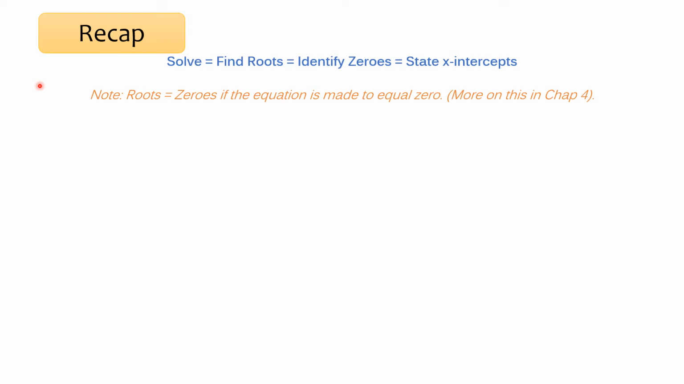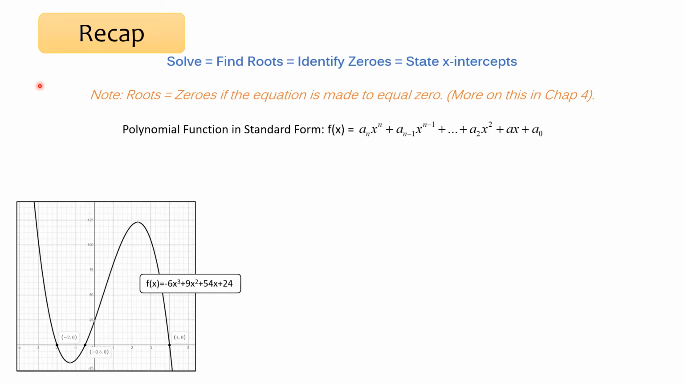Note that roots equal zeros if the equation is made equal to 0. We'll talk more about that later. It's just a technicality. A polynomial function in standard form looks like this, so don't be intimidated by it.